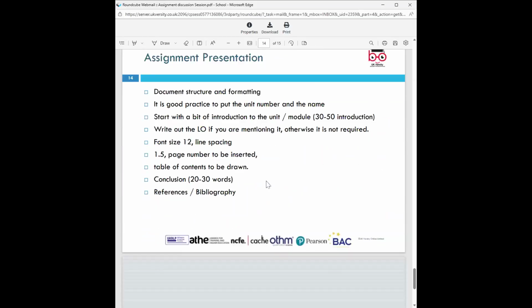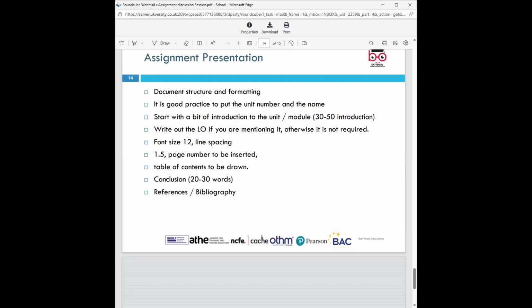Okay. So for assignment presentation, make sure your document is structured and formatted. Make sure you've got the headings, the tasks as I showed you. Just copy and paste them out and write the answer under it. Start with a bit of an introduction at the start, maybe 30 to 50 words. Write your learning outcome and then put the answer under it. Font size 12 and 1.5 line spacing. Page numbers to be inserted, make sure you put a table of contents, and then a basic conclusion at the end, and a reference list or bibliography.